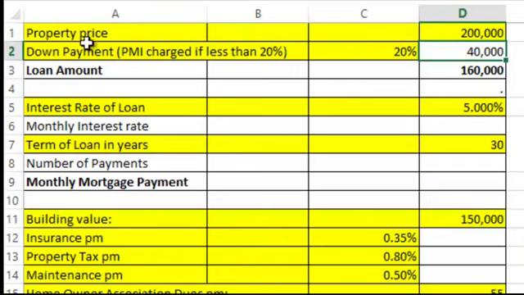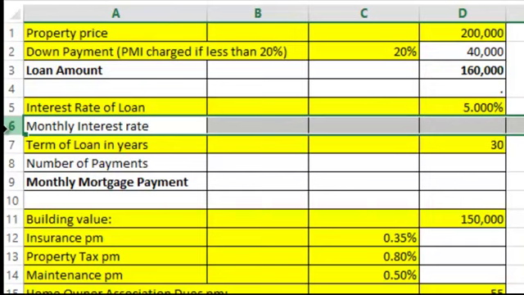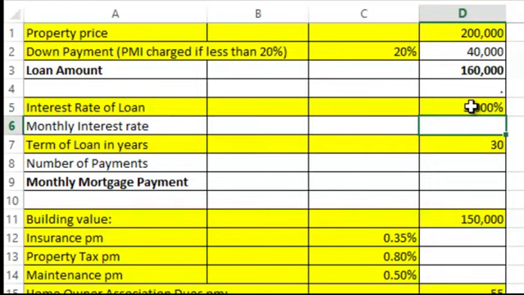Okay. So moving on, I've got an interest rate of 5%, and on row 6 I need to calculate the monthly interest rate, okay? So the monthly interest rate is going to be the annual interest rate, which is 5%, divided by what? So it's going to be the annual interest rate divided by, divide sign, 12, isn't it? And then you press enter, okay?